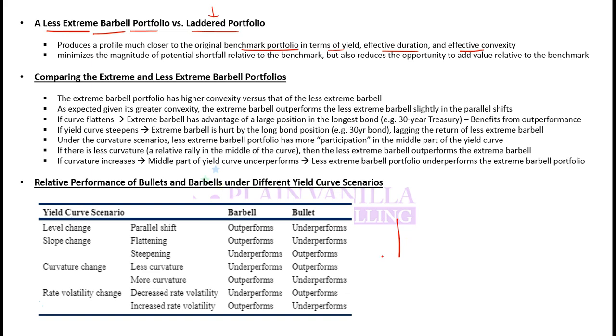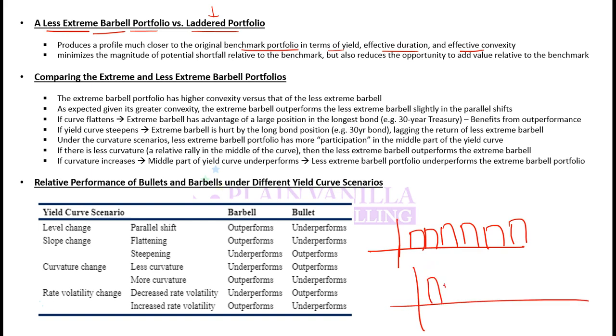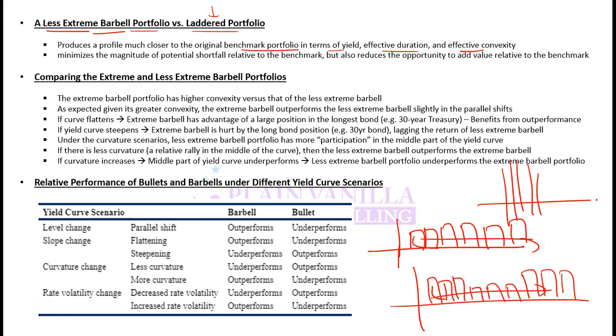How? So if I tell you this is your laddered portfolio, and I tell you this is your less extreme barbell, then approximately both are very similar. But if I take an extreme barbell, it will be very different. If I take it like this, it will be very different from the laddered portfolio. But if I reduce the intensity, or if I take a less extreme barbell, it will give me similar results as the laddered portfolio.